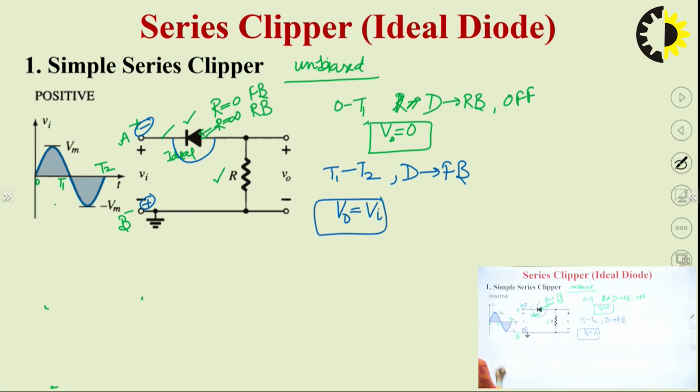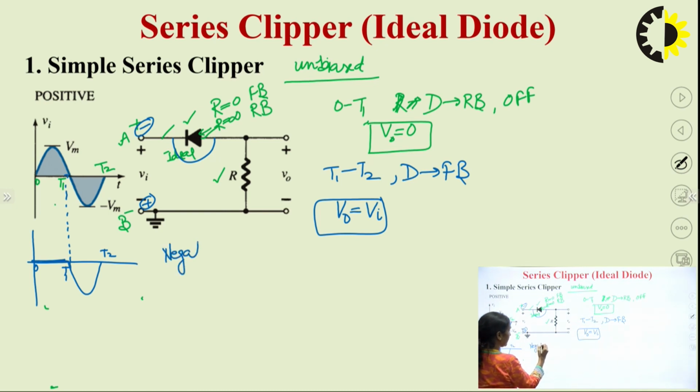So, if I draw the output waveform just adjacent to the input characteristic, then we can say that during 0 to T1, output is 0, and during the negative half cycle, output will be equal to input. So, this is your negative clipper circuit.